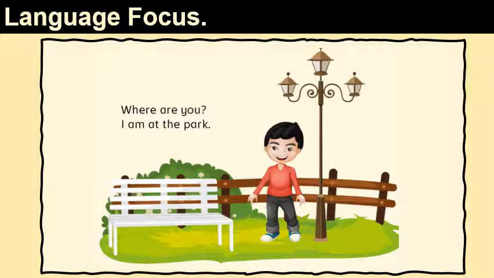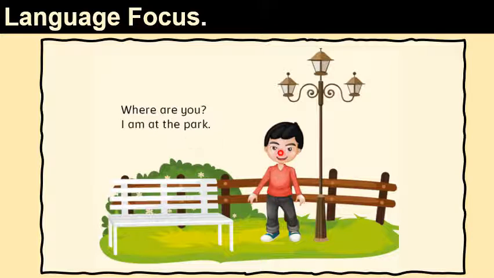Okay, after we listened to the text, we can simply use this question to ask someone where he is, okay? And we can answer it by saying, I am at, then you say the place that you are in, okay? Or you are at, okay?